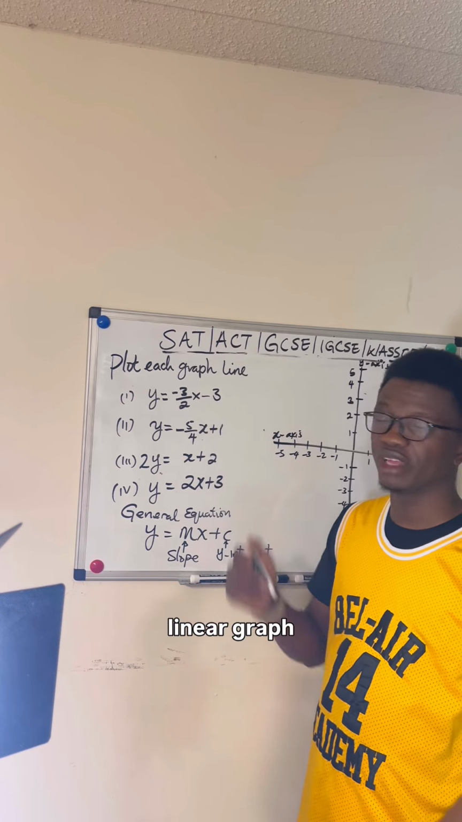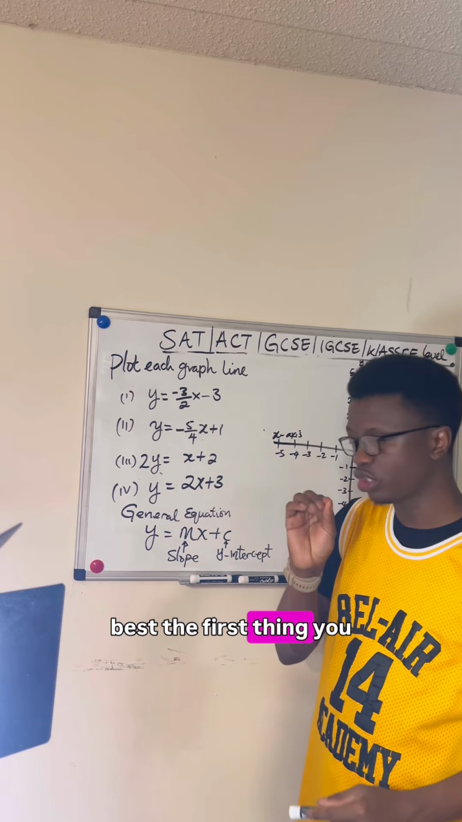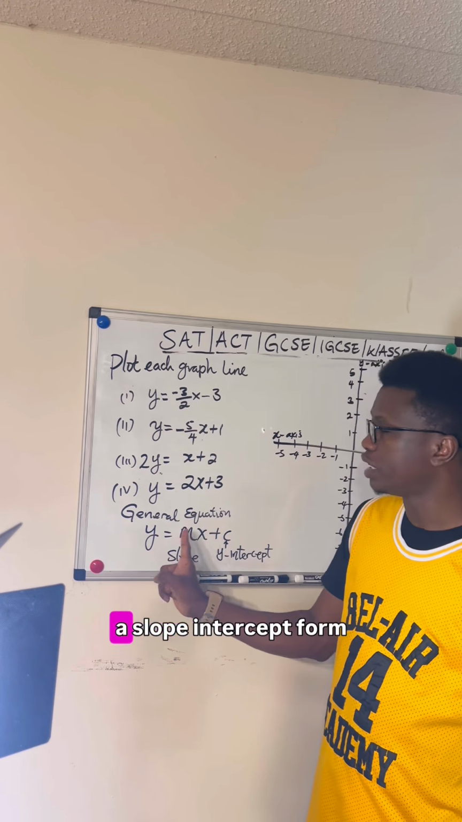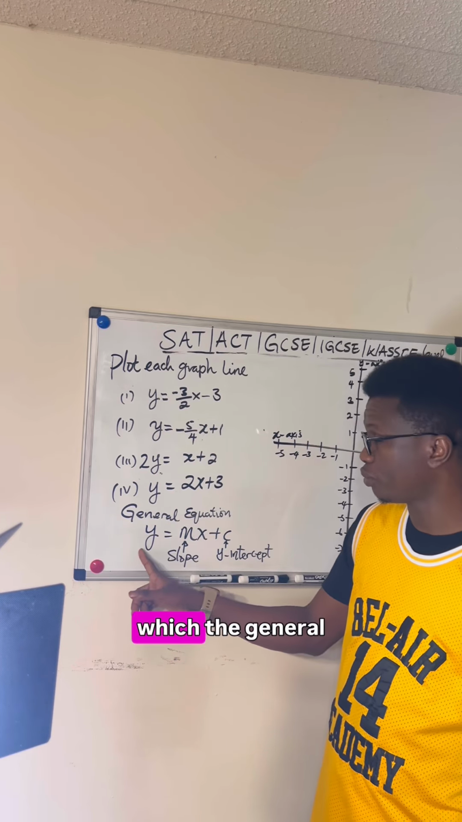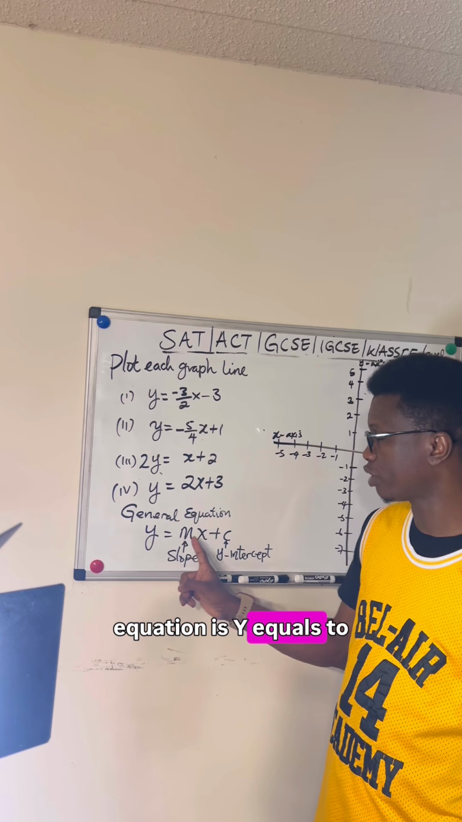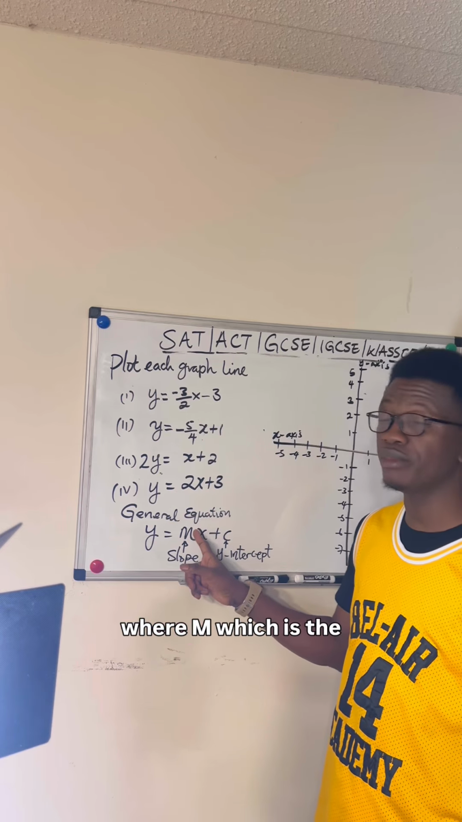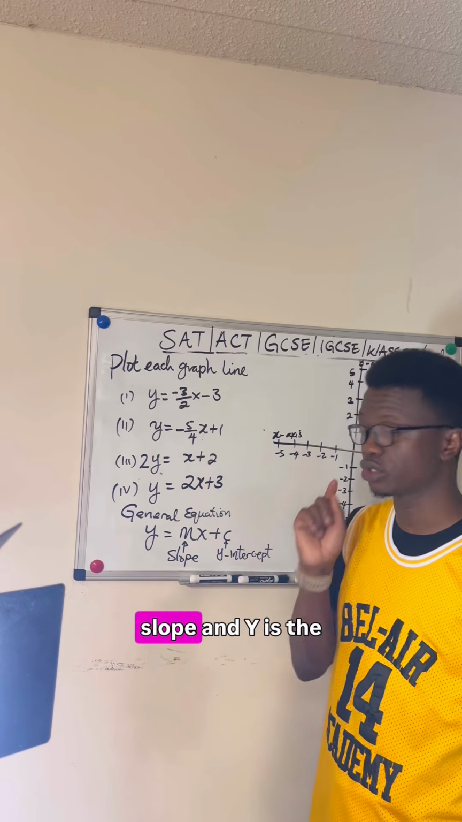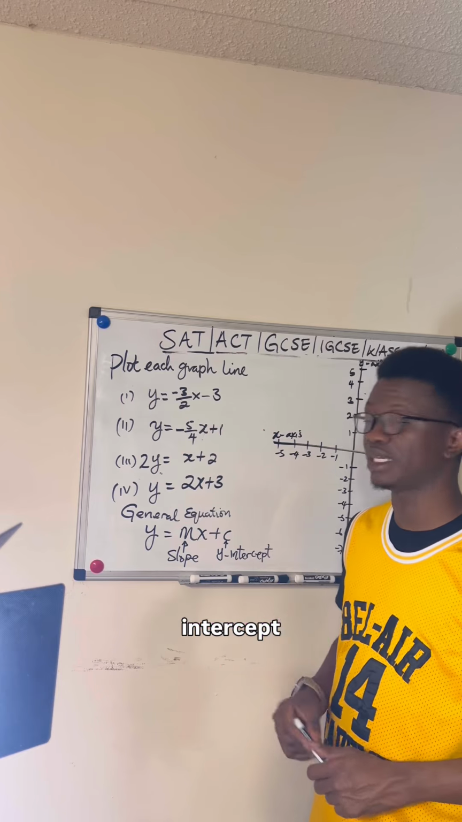Now, when you have a linear graph, the first thing you have to do is to change that to slope-intercept form, which the general equation is y equals mx plus c, where m, which is the coefficient of x, is the slope, and c is the y-intercept.